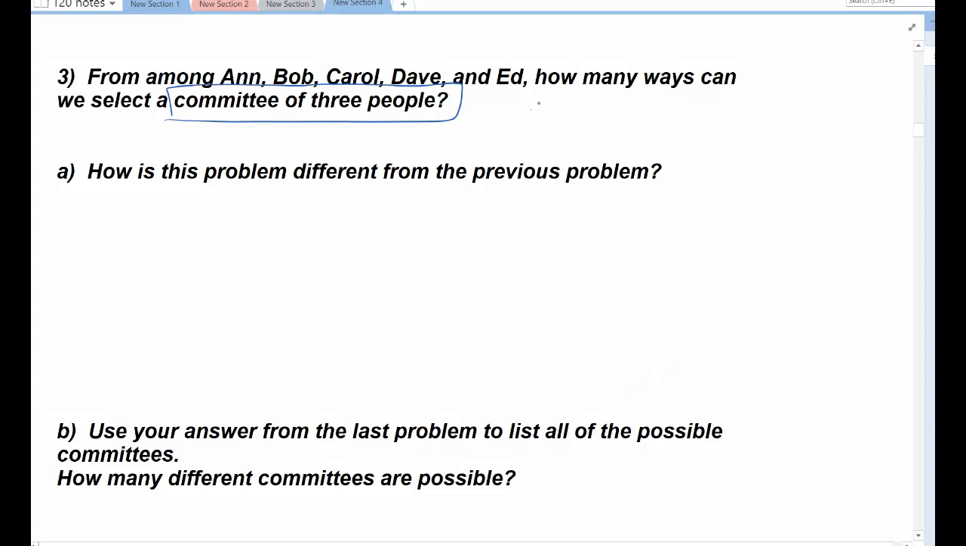So I still have 5 people. There are still 5 people. And I'm still going to pick 3. So there's still a total of 5, and I'm still going to select 3 of them. But this time I'm just selecting a committee.